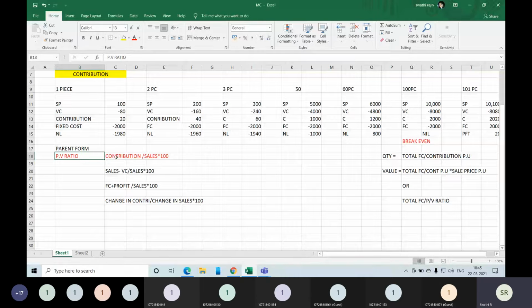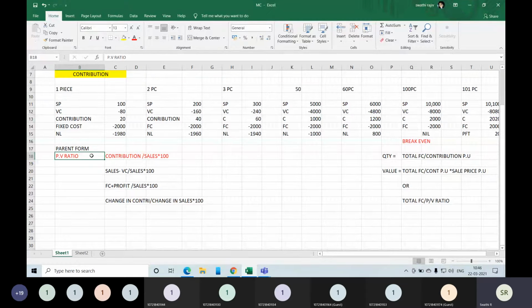So if you are reducing your variable cost, you can increase your contribution, thereby increasing your PV ratio. Similarly, if you want to increase your contribution, you can also increase your sale price. So variable expense, you can keep just like that. Increase your sale price to 200. So obviously we'll be getting more, we're getting 120. That way again, we can increase our contribution and thereby increase PV ratio. Contribution and variable cost have a very close relationship, but they are inversely related.